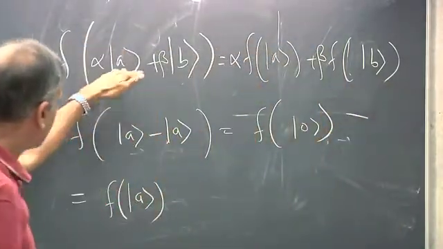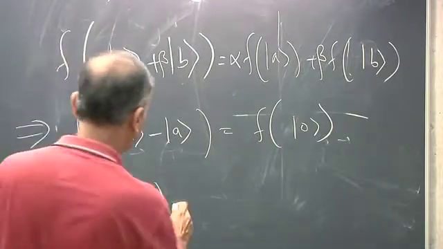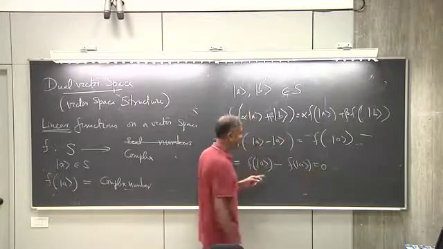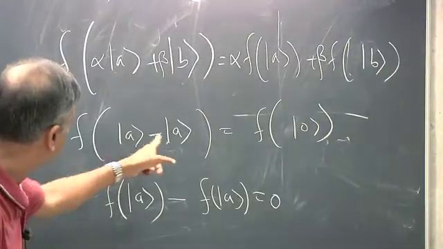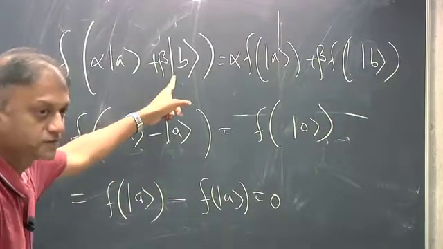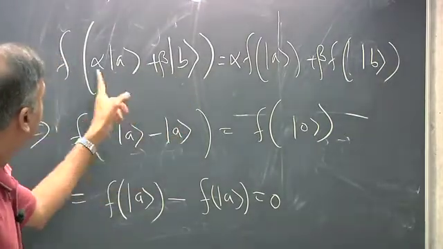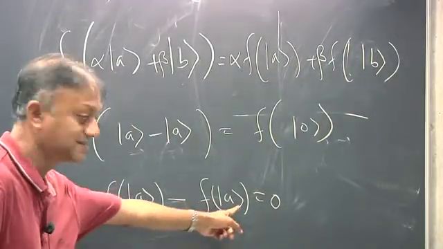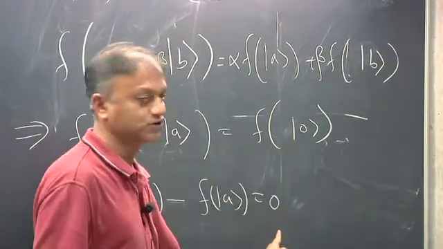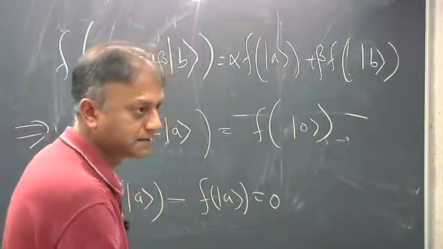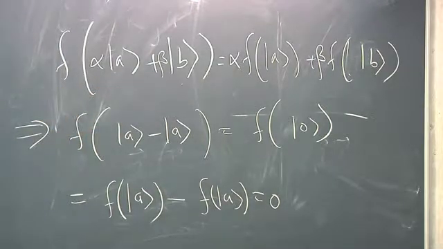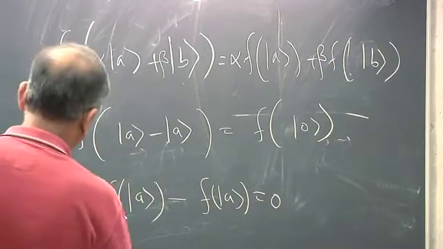Now you specialize this relation. I use it with B equal to A, alpha equal to 1 and beta equal to minus 1. You find that this is F of A minus F of A, which is 0. So it tells you the null vector is mapped to 0. That's a consequence of this linearity condition.